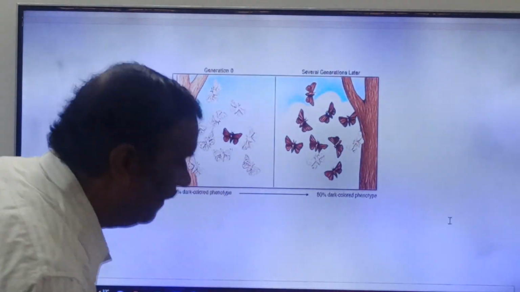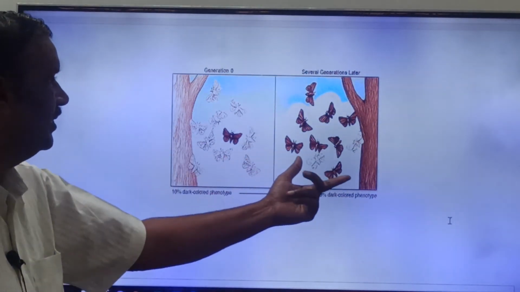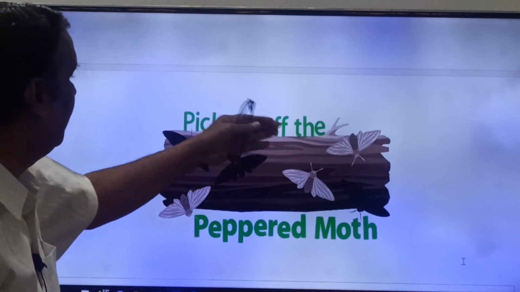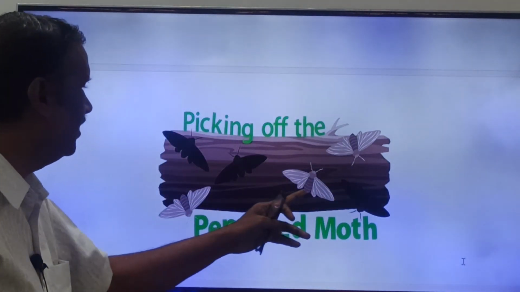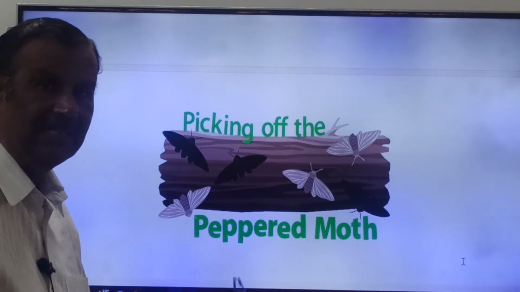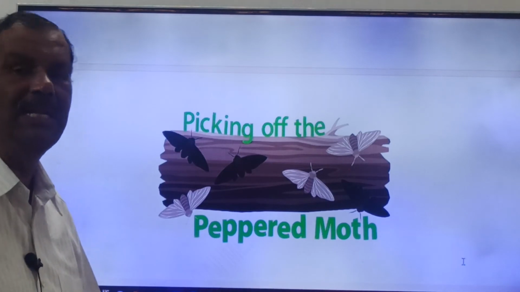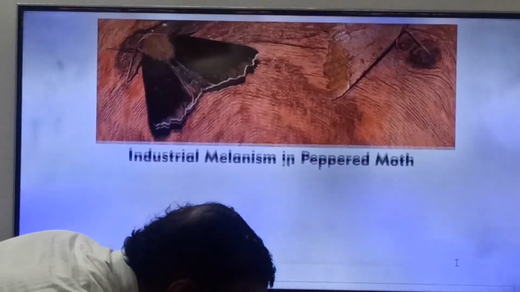Now see friends, this is before industrial revolution, this is after industrial revolution. Okay friends, this is about what, friends? See one more, friends. See the picking of the peppered moth, black moths and white moths. See friends, grey moths are clearly visible to the predatory birds, but dark moths are not clearly visible to the predatory birds, friends.